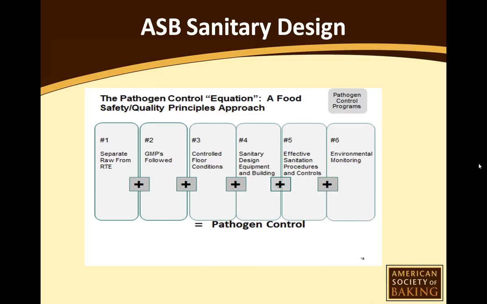And again, the operative word there is that evaluation is both subjective and objective. Moving on, this slide is the pathogen control equation for food safety and shows that it is a comprehensive approach to managing pathogens in a production facility. Most importantly for today's discussion, steps number 4 and 5 outline the importance of sanitary design for equipment and facility and the interaction with sanitation procedures and controls.